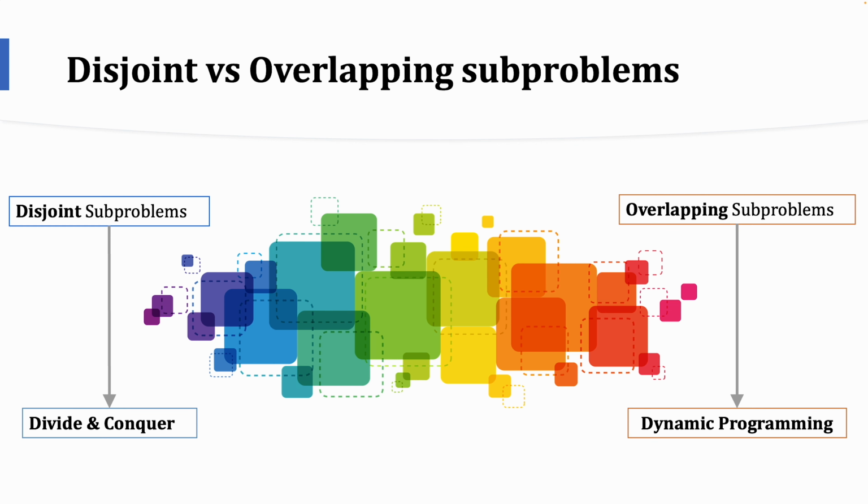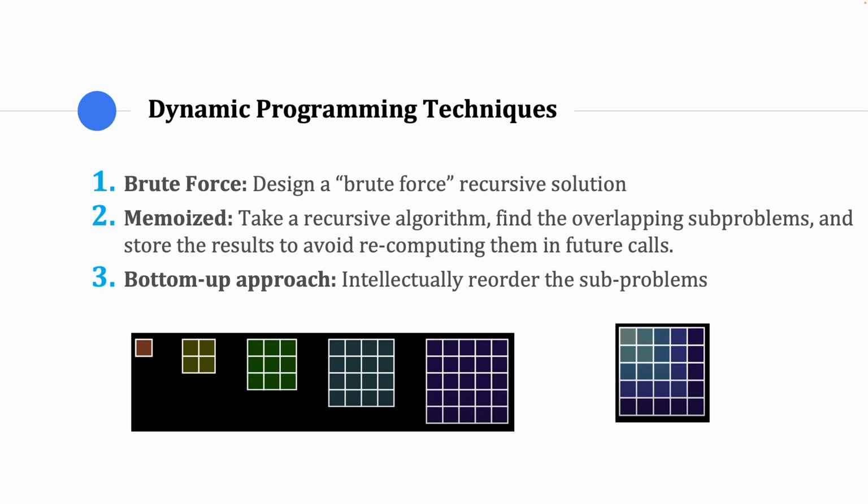Therefore, if you have disjoint independent subproblems, you have the use case for divide and conquer. If you have some sort of overlapping subproblems, that's going to make a strong case for dynamic programming. Now, we already talked about what dynamic programming is and what the main application area for dynamic programming is, and what the difference is between dynamic programming and divide and conquer. Now we want to talk about the techniques in dynamic programming. How do we actually apply DP to solve real-world problems?